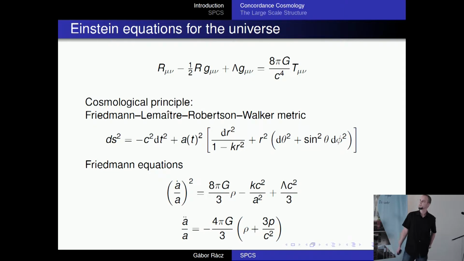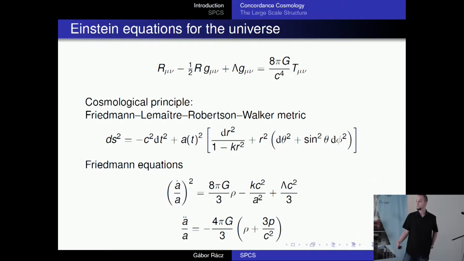If we put this metric into the Einstein equations, we get these two independent equations. These are the Friedmann equations. Basically, these describe the expansion of the universe, so the scale factor is the only time-dependent quantity in this. And this shows basically how big the universe is at a given time.